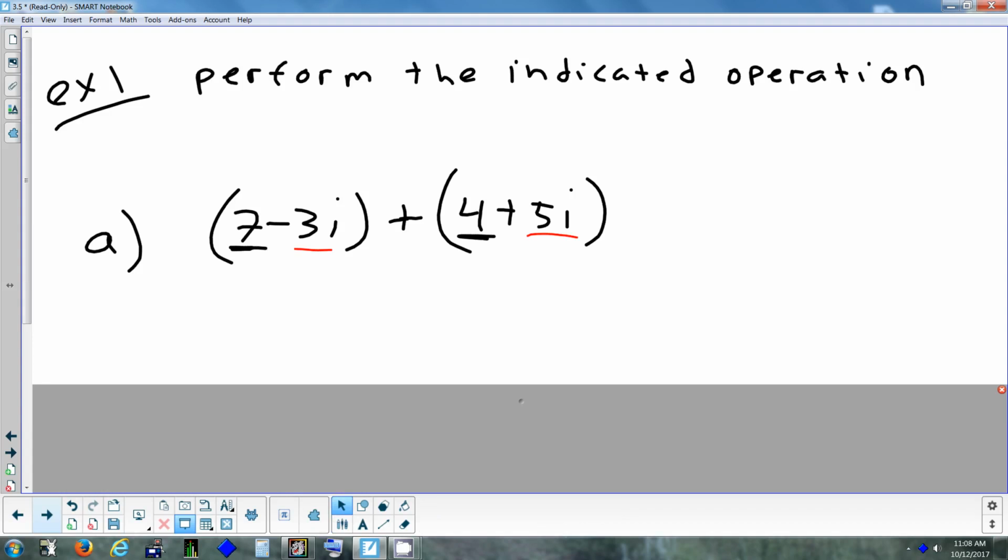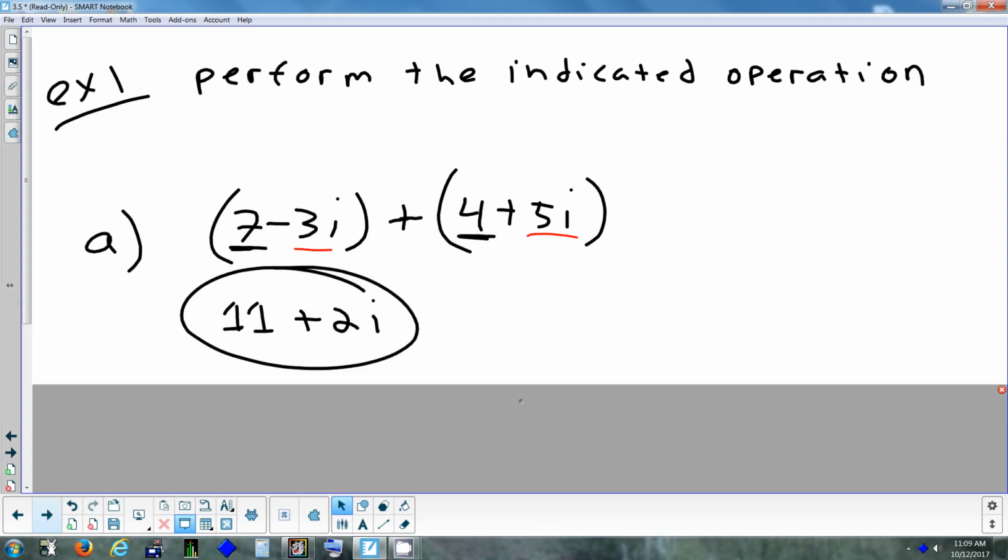So we've got a real part of 7 plus a real part of 4. So my final answer, Scott, what's going to be the real part? 3. Or were you adding it? Sorry. 11. Yeah, if you were subtracting, it would be 3. So 11. Then we have a negative 3i plus 5i. Yep. Negative 3 plus 5 is 2i. And that's it. That's your answer. All answers should always be written real part, imaginary part separate. Just like that.